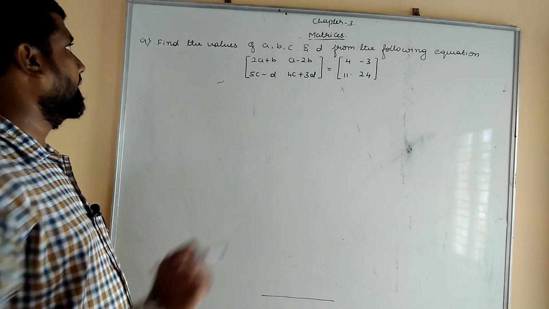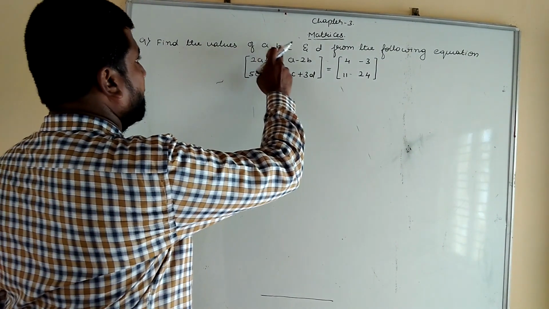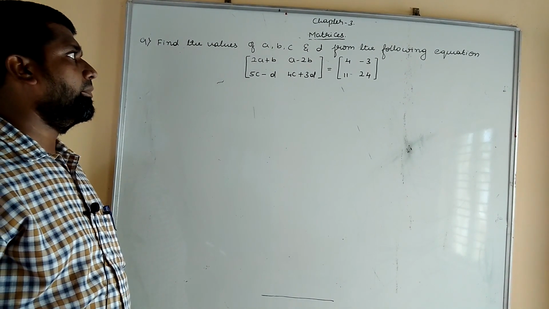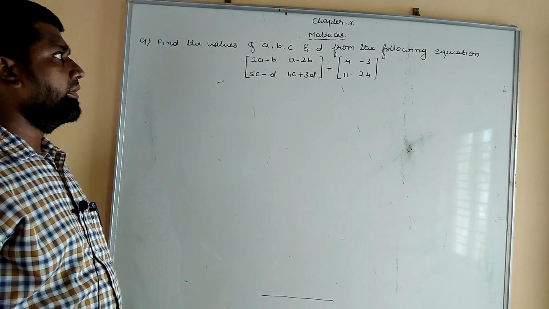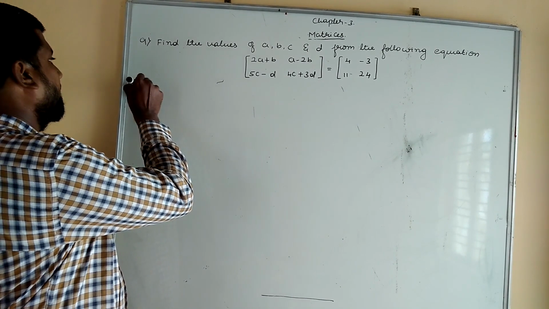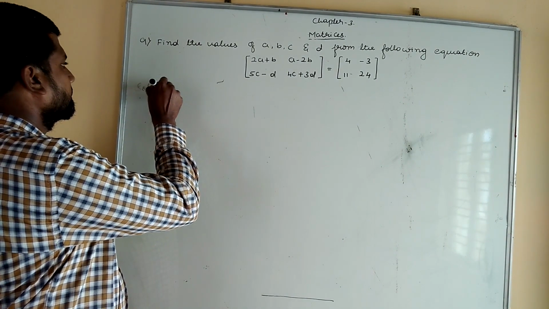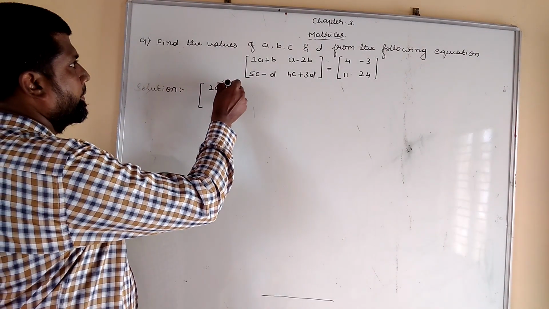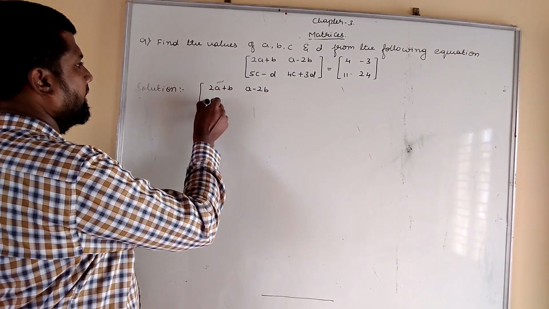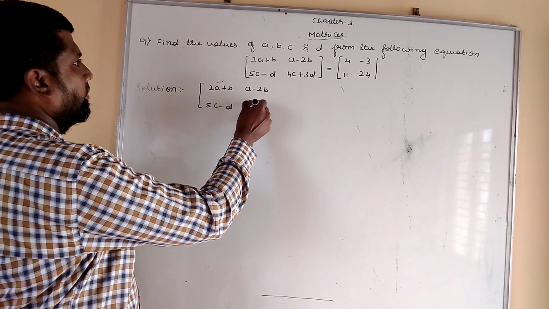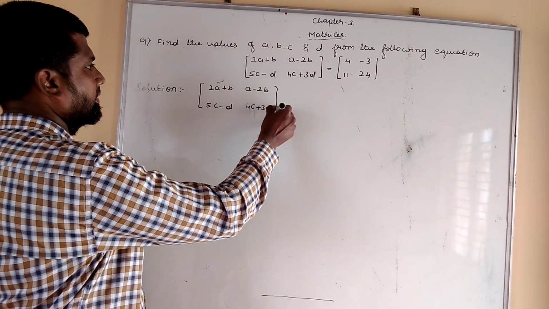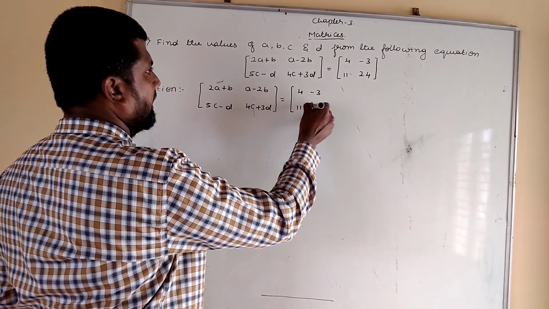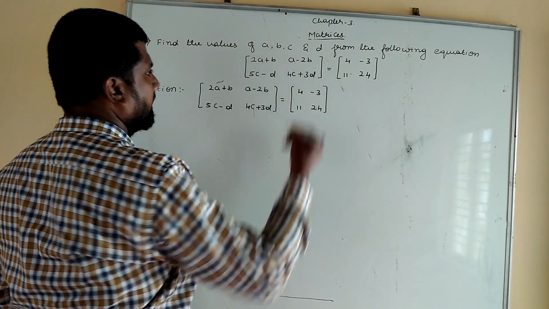Let us go for the next one, the ninth one. Find the values of a, b, c and d from the following equations. He has given two equalities of matrices. So let us take the matrices. 2a plus b, a minus 2b, 5c minus d, 4c plus 3d is equal to 4, minus 3, 11, 24. This is the problem he has given.